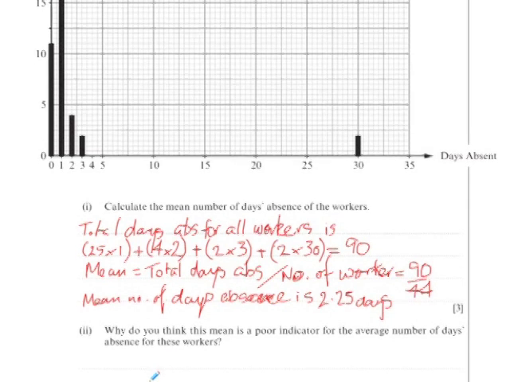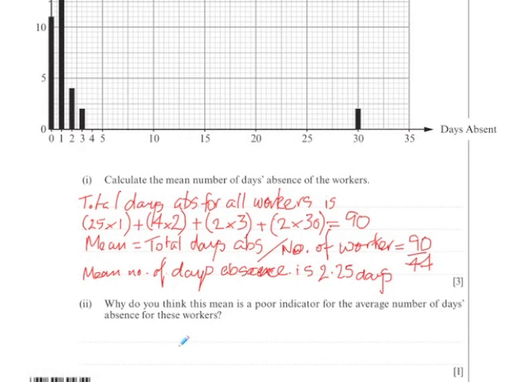The second part of the question is, why do you think this mean is a poor indicator for the average number of days absence for these workers? The mean is distorted basically because there are 2 workers that seem to be away for the whole month, and there isn't a good spread of absence across the month.